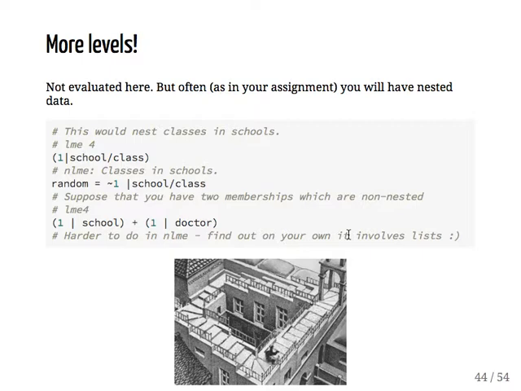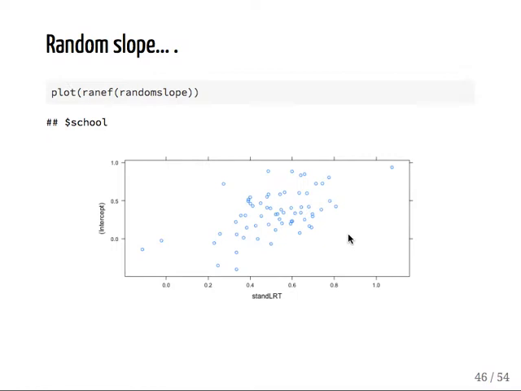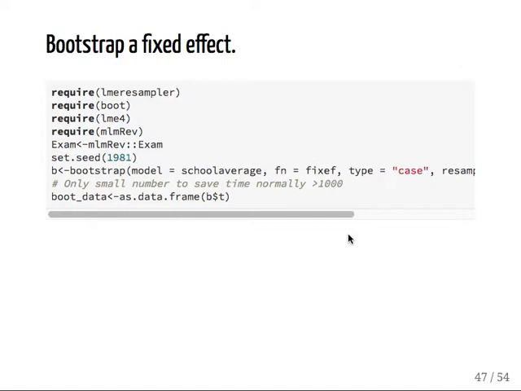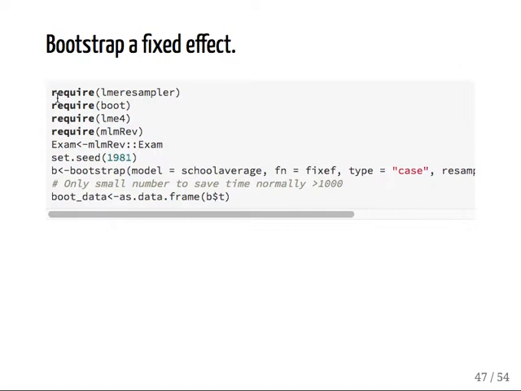So just to give you an idea, we can also plot some of these effects. Like this is the null model, the school effect. This is the random slope. This is again what we've seen. And what we can also then do is we can bootstrap all those effects. Yeah. So again, you could do different types of bootstraps. You could say we have to keep the structure. So if a school has, from this school, resample over and over. Or we could resample based on cases. So here's an example where it's a case type of bootstrap. And you can read more if you go and read in this package lmeresampler. And that will tell you how the bootstrap works. Yeah.